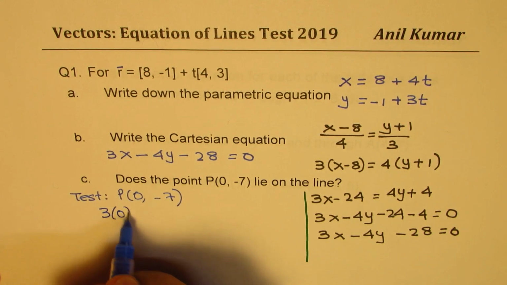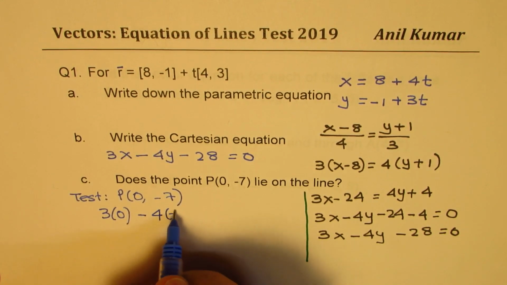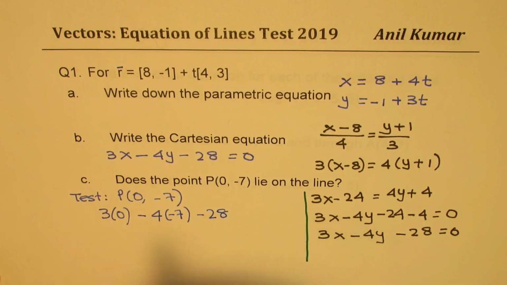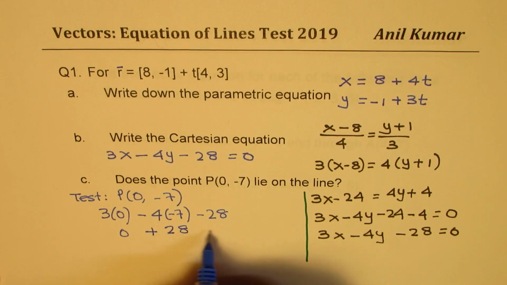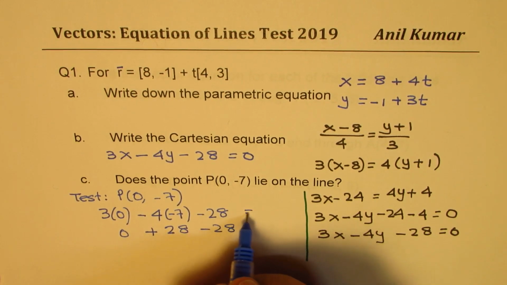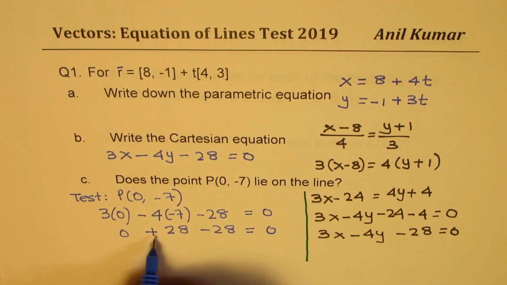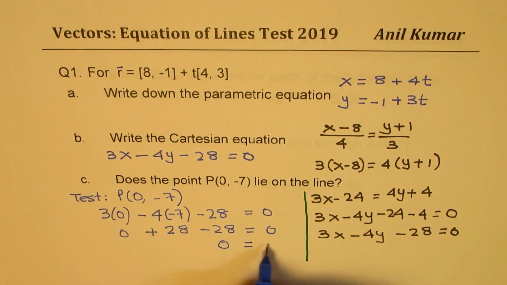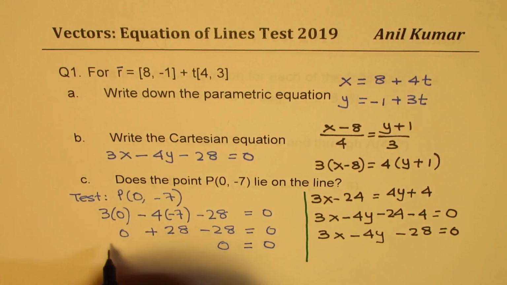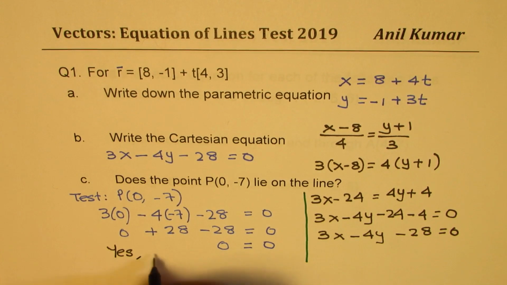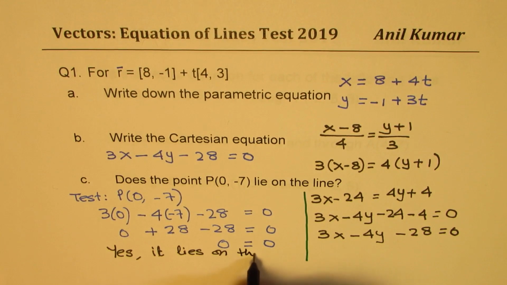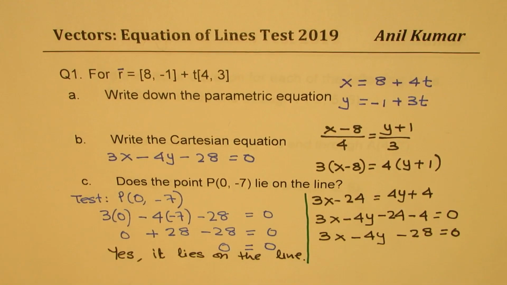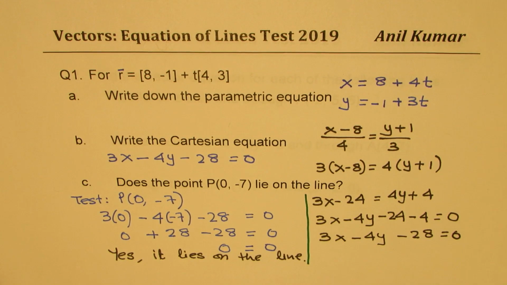So we get 3 times 0 minus 4 times minus 7 minus 28, right? So we get 0, minus and minus becomes plus 28, and minus 28. So this is equal to 0, right? Minus 28 plus 28 is also 0. So 0 equals 0. So we get our solution: yes, it does lie on the line. Perfect. So I hope all the 3-part solution is clear.